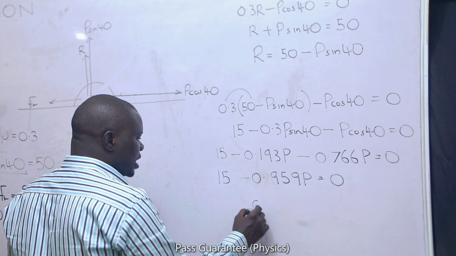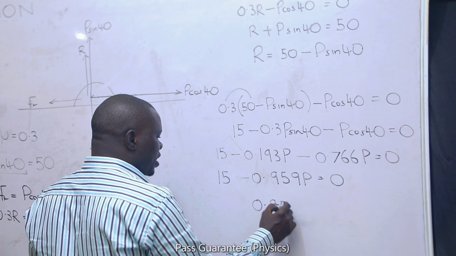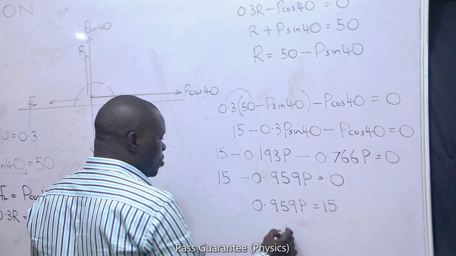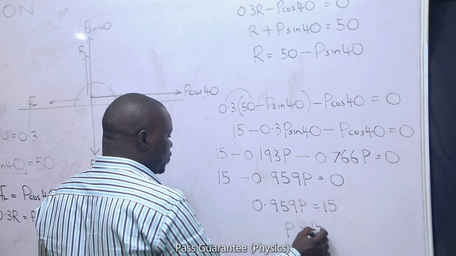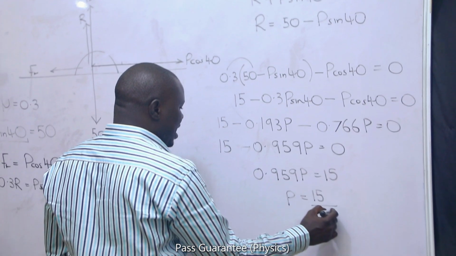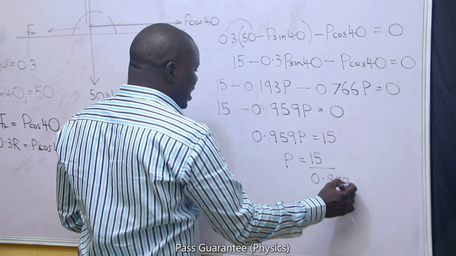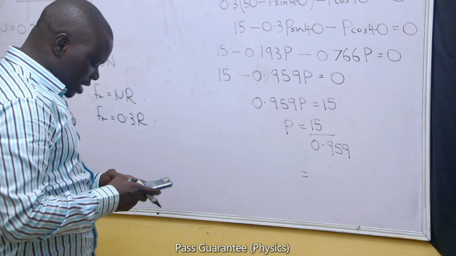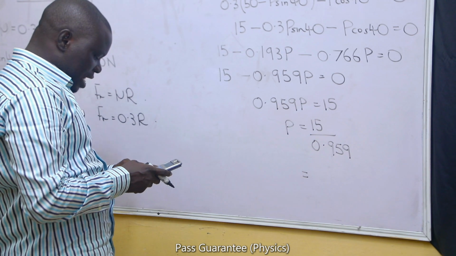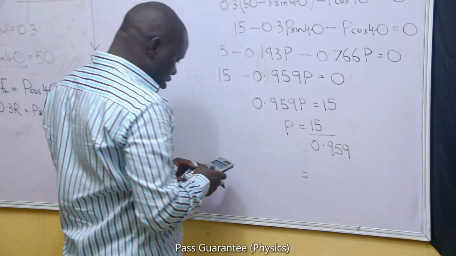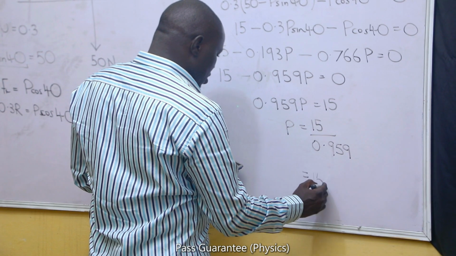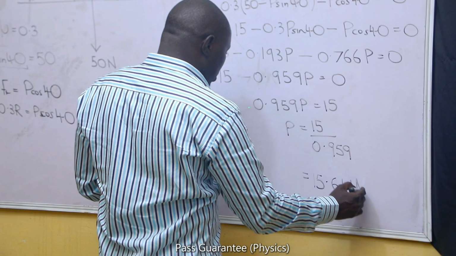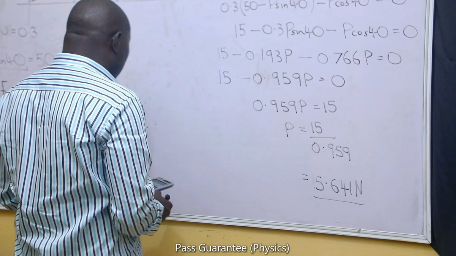If I collect like terms, I will have 0.959P is equal to 15. P therefore must be equal to 15 divided by 0.959, and that should be 15.641 Newton, which is the answer to this question.